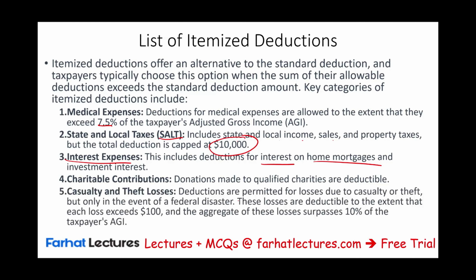Casualty and theft losses: deductions are permitted for losses due to casualty and theft, but only in the event of a federally declared disaster area. And these losses are deductible to the extent that they exceed $100, and in the aggregate, these losses are greater than 10% of your adjusted gross income.